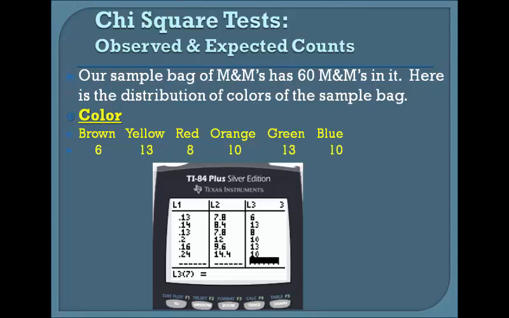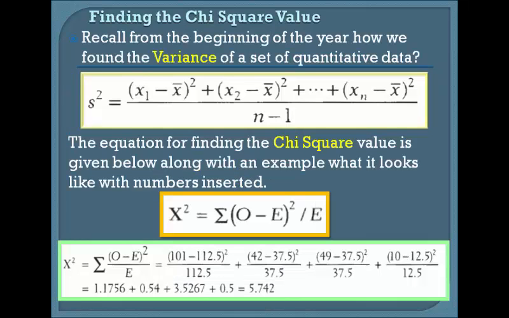And just by looking at this, which categories, looking at list 2 and 3, appears to have the greatest difference between observed and expected? If you said yellow, then you're correct. The formula for finding the chi-square value is very much like finding the value for the variance that we learned earlier this year.